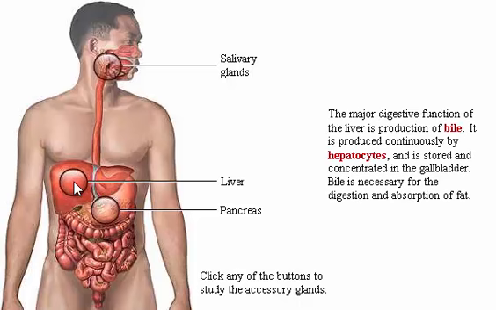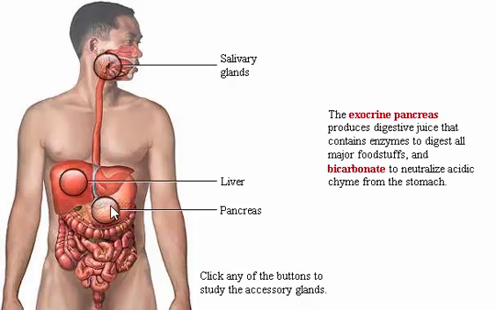The major digestive function of the liver is production of bile. It is produced continuously by hepatocytes and is stored and concentrated in the gallbladder. Bile is necessary for the digestion and absorption of fat. The exocrine pancreas produces digestive juice that contains enzymes to digest all major foodstuffs. It also produces bicarbonate to neutralize acidic chyme from the stomach.